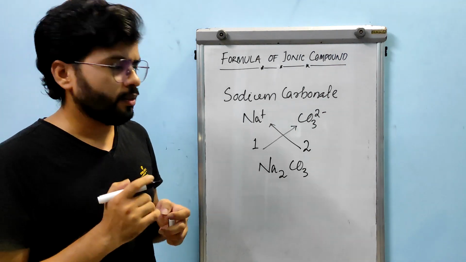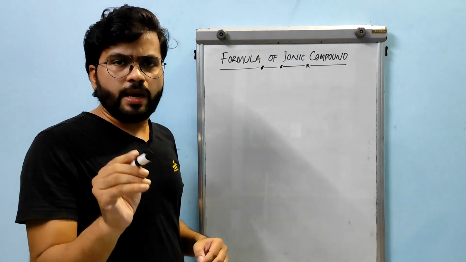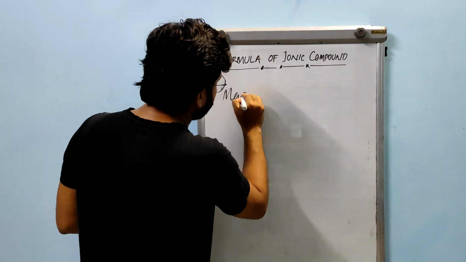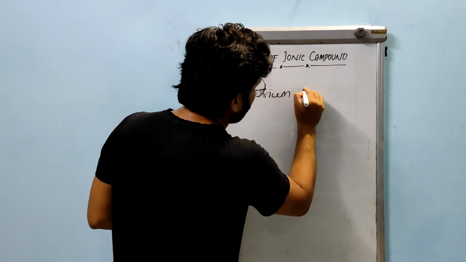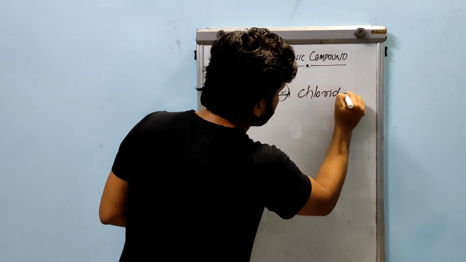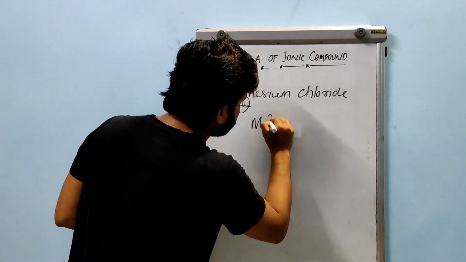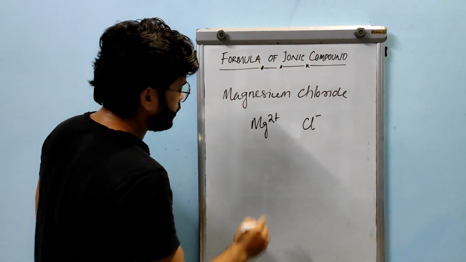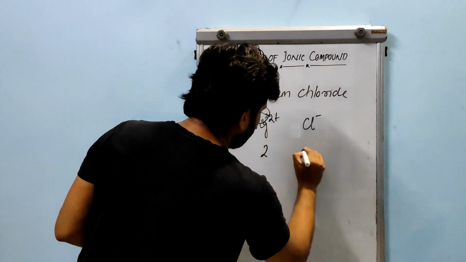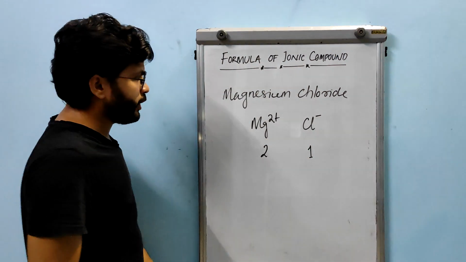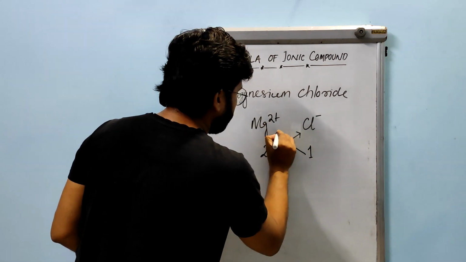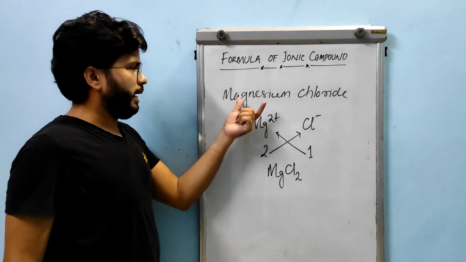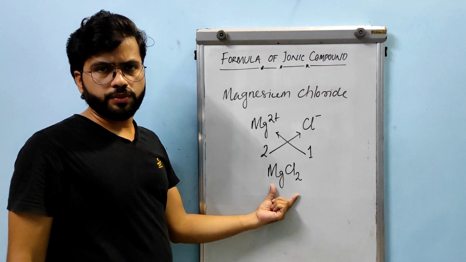So let's take another example. We will take the example of magnesium chloride. From the name itself, magnesium chloride means we have the magnesium ion, which is Mg2 plus, and the chloride ion, which is Cl minus. The magnitude of the charge here is 2, here it is 1, there is no common factor between them, so we simply crisscross them. So the formula becomes MgCl2. The formula of magnesium chloride is MgCl2.